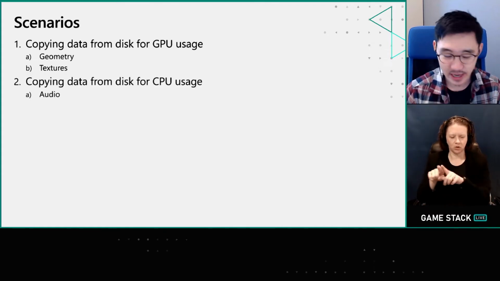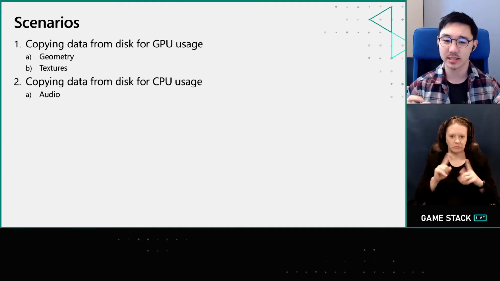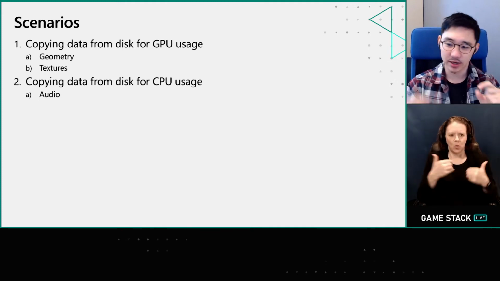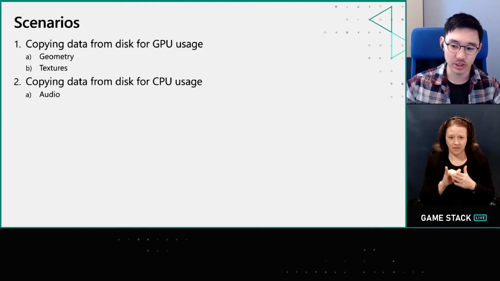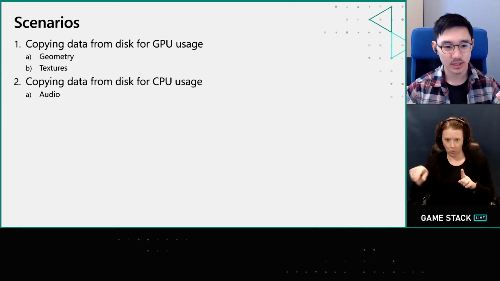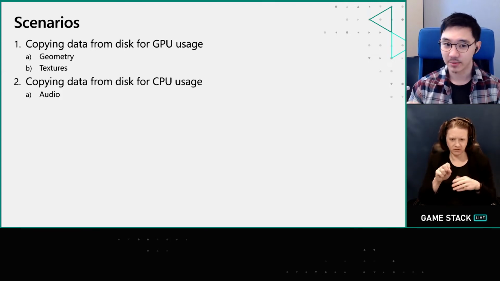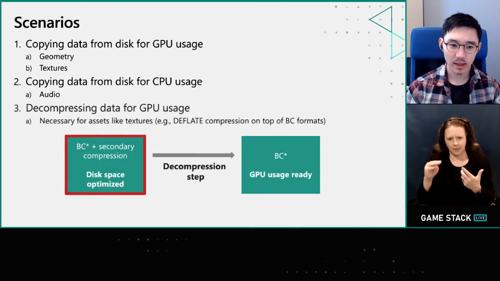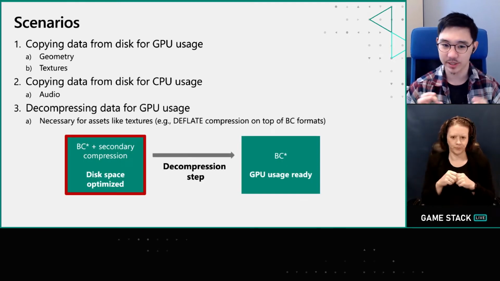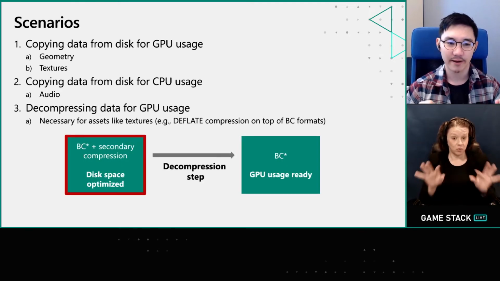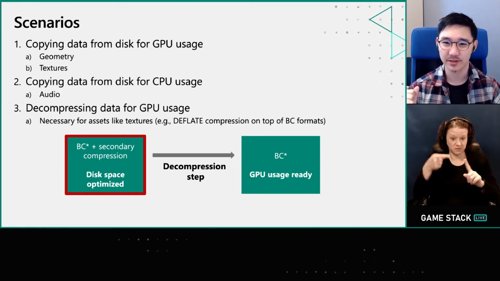We also have to remember that we have situations where we want to copy data that's destined for CPU usage, like they don't go over the bus to the GPU or VRAM, essentially. An example of that would be audio. The last one is very, very important for textures in particular, because textures make up a large part of your data set.